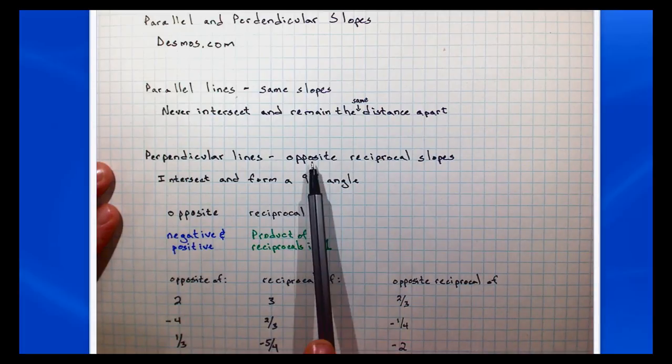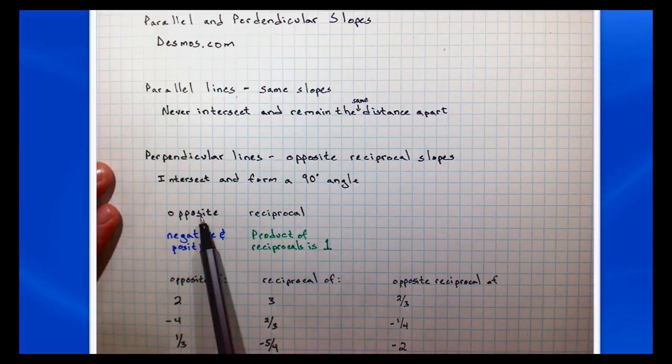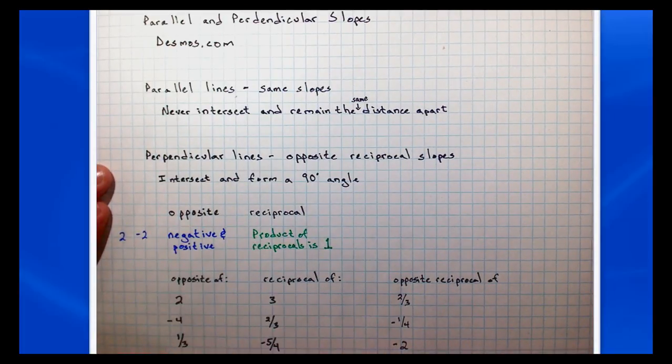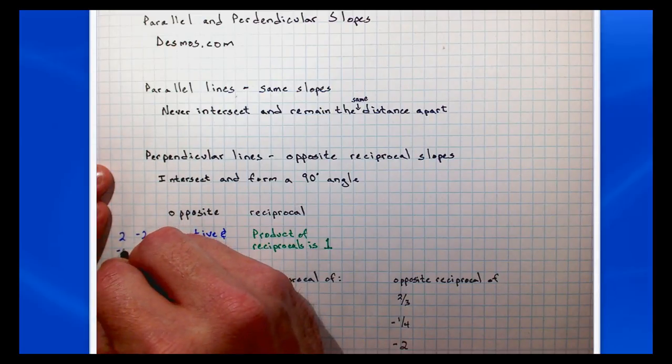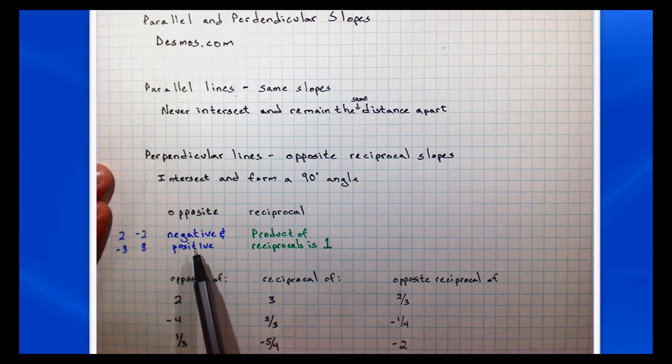So let's look at opposite reciprocal slopes. What does this mean? Well, the word opposite means that you're dealing with negative and positive signs. The opposite of a positive 2 is a negative 2. The opposite of a negative 8 is a positive 8. That's opposite, meaning that you change the sign. Really what it means is that you multiply by a negative 1 to get the opposite number.